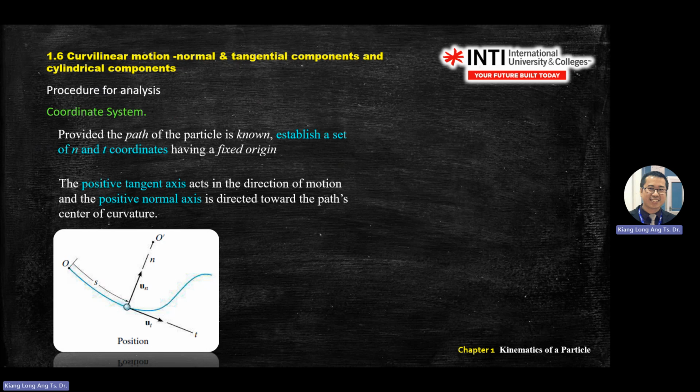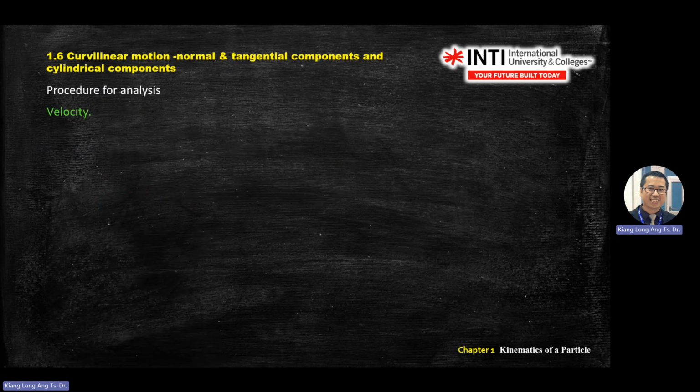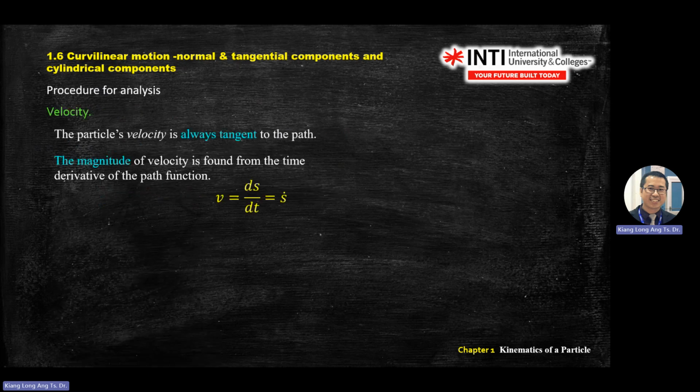First step, draw the T and N axis when you have curvature motion. Look at the coordinate system, establish T and N on the question paper or on your solution. Second, find the velocity. Velocity is always tangent to the particle's path. Draw the V first, and V equals ds/dt.